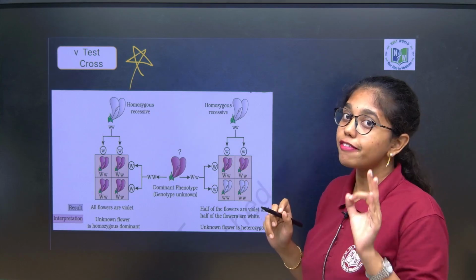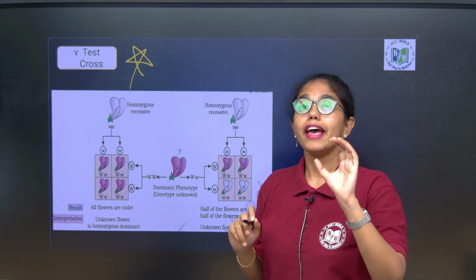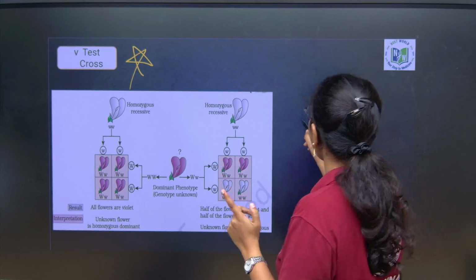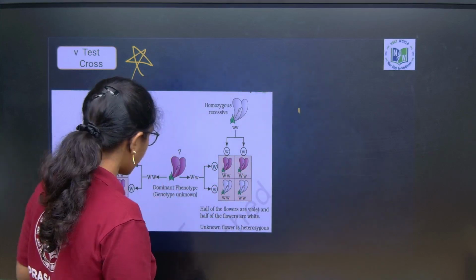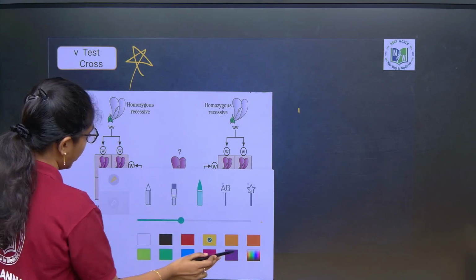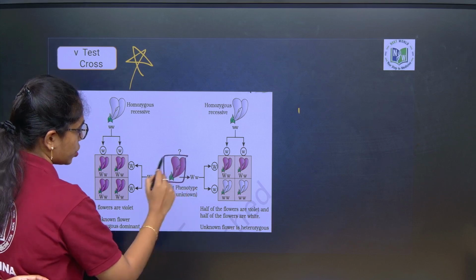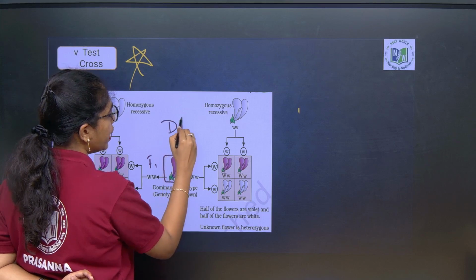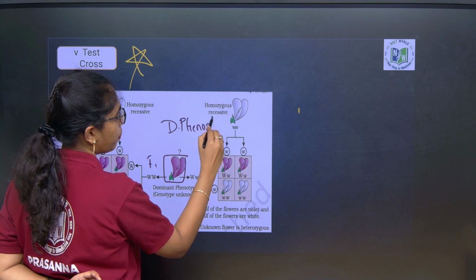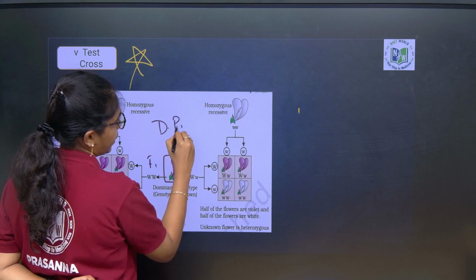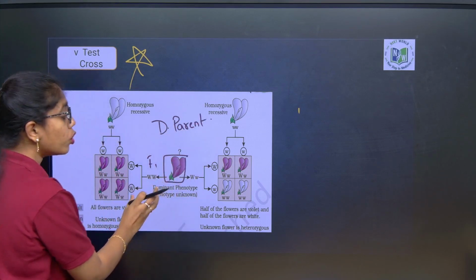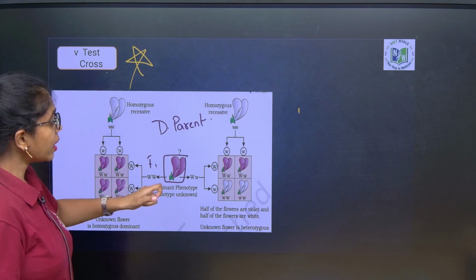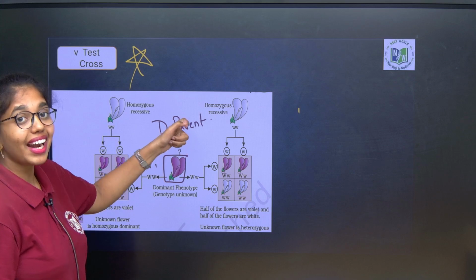In the F1 generation, as we have just seen, all the F1 offspring are similar to the dominant parent. If you consider this flower color over here, this is the F1 generation, and all of them resemble the dominant phenotype. Now, we have to know the genotype of this F1 generation. Test cross is nothing but the dominant phenotype crossing with the recessive parent.